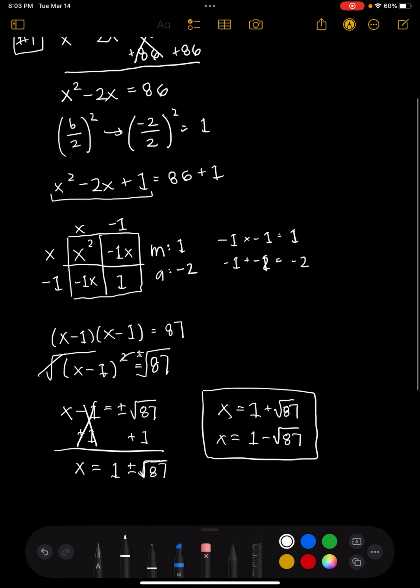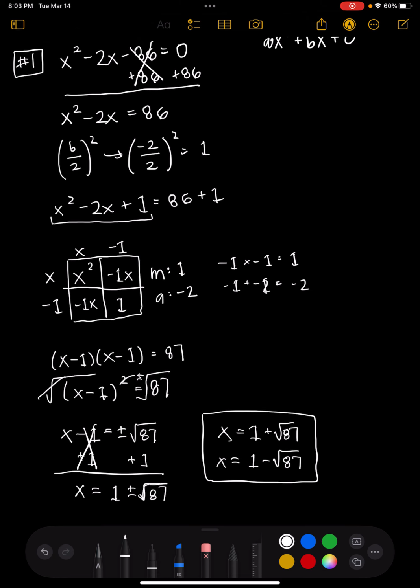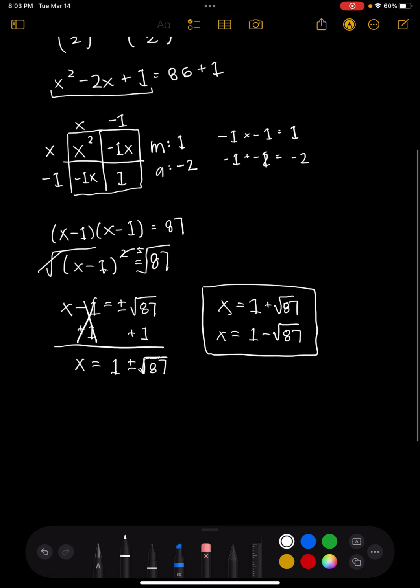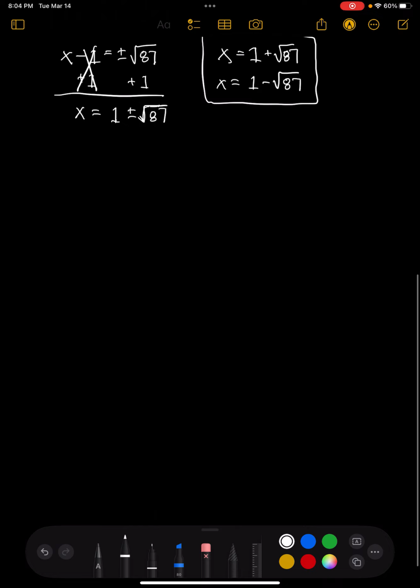Okay, so like I said, it's a lot of steps. It takes a lot of space and room to do this, but they're not terrible steps. So let's look at the second example. The second example is x squared is equal to 10x minus 16.